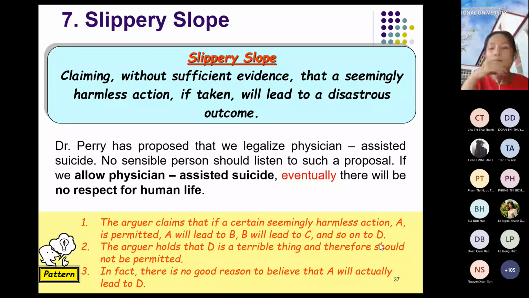Anyone got an idea on that? Physician-assisted suicide is not common in our country, but in developed countries, they have it. Manan, turn on your microphone.